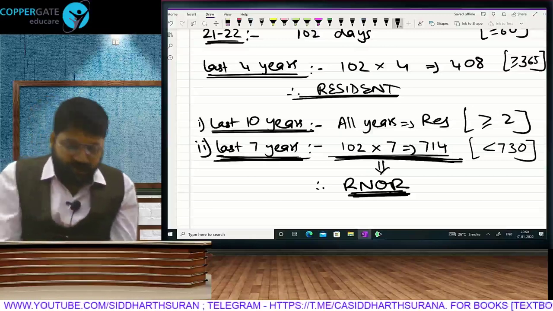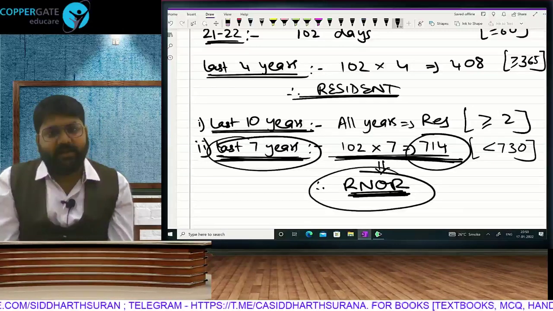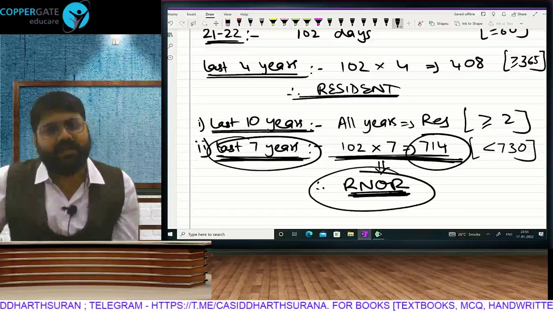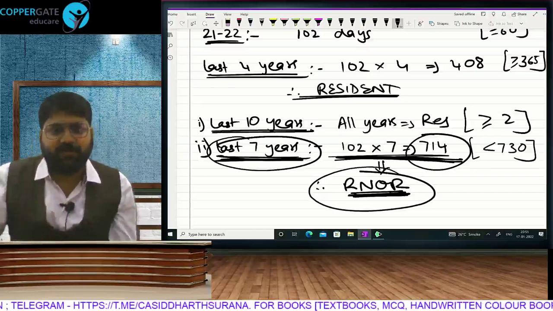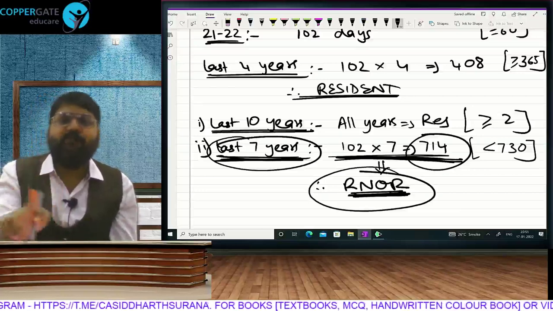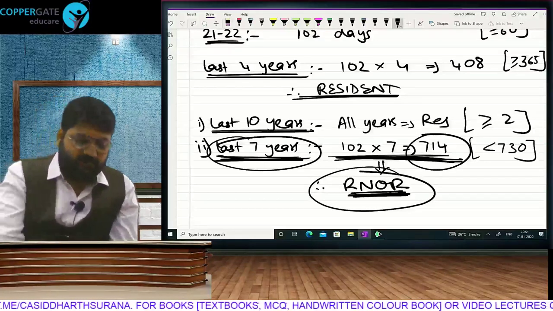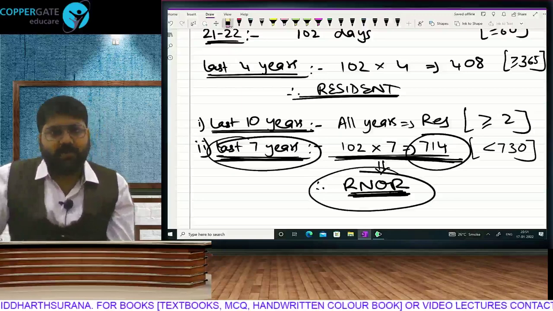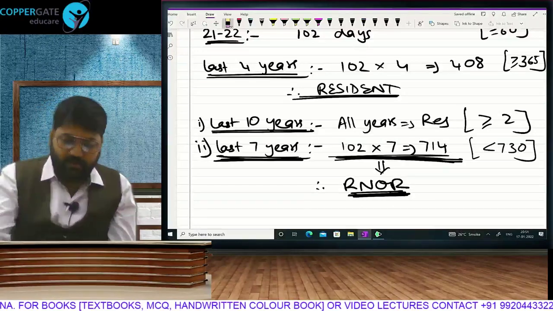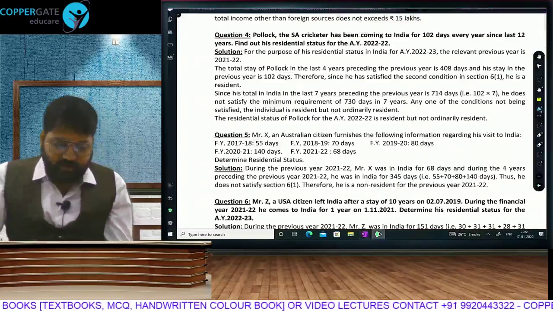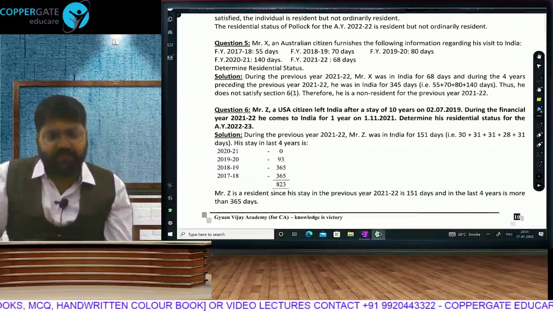In exam, if you do this first, you get this answer, you write not ordinary, and you don't check 10 years, it's okay, you will get your marks, because anyways, both conditions have to be fulfilled. But in class, as a student, I want you to check everything. And because I want you to check everything, we performed both steps. Have you understood? Yes, sir. Okay. Very good. Shall we go ahead? Next question. Question number 5, please.